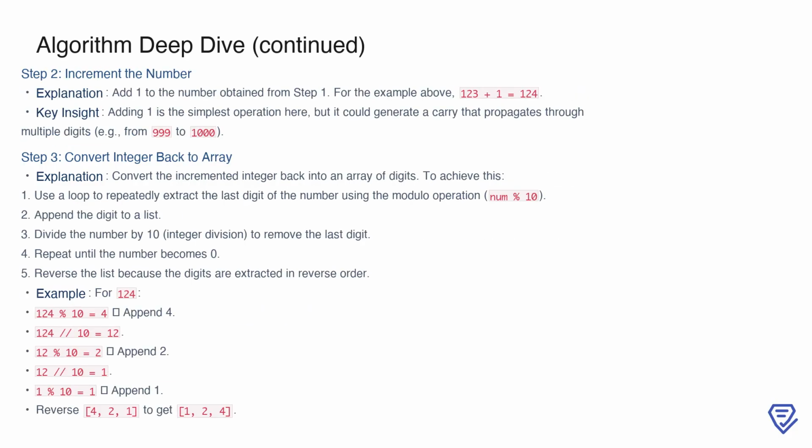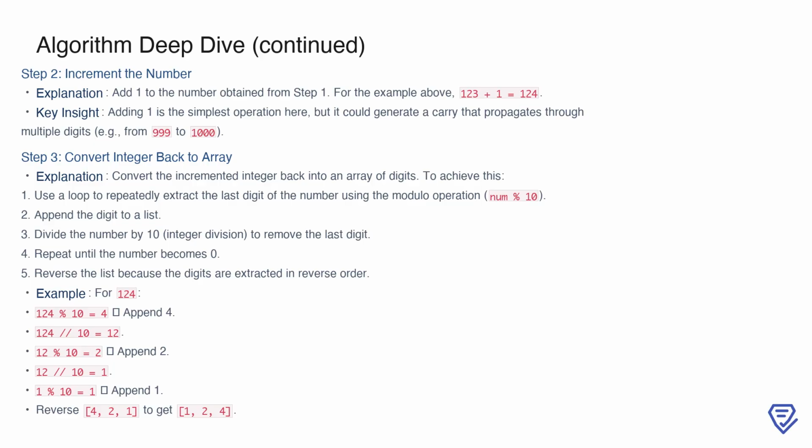Once we have the integer representation, the next step is to increment the number by 1. This is straightforward, simply add 1 to the value obtained in the previous step. For example, if the integer is 123, adding 1 results in 124. The key insight here is that this simple addition may produce a carry, especially in cases like going from 999 to 1000. After incrementing, the third step is to convert the resulting integer back into an array of digits.